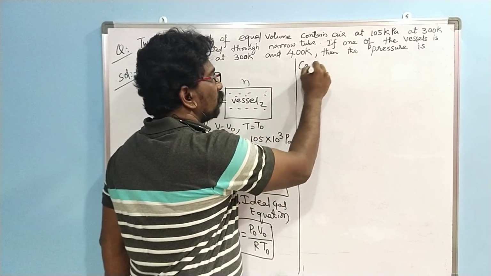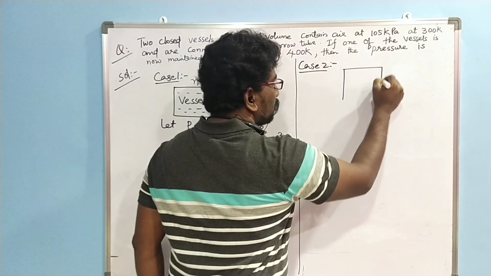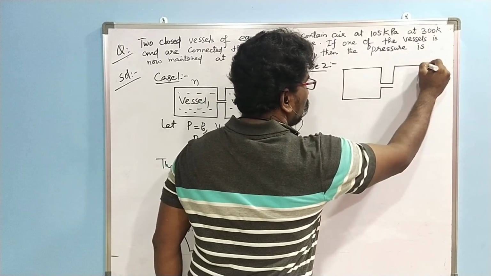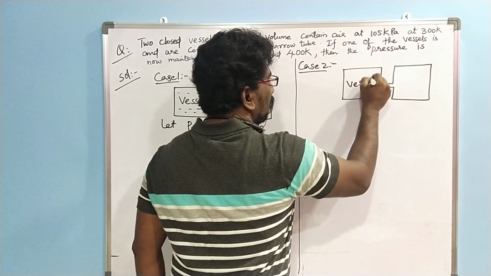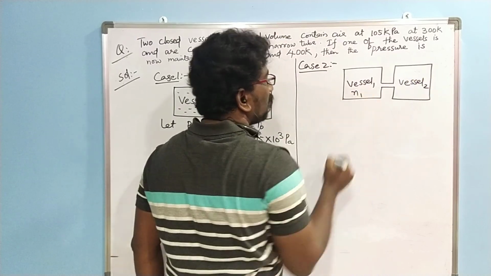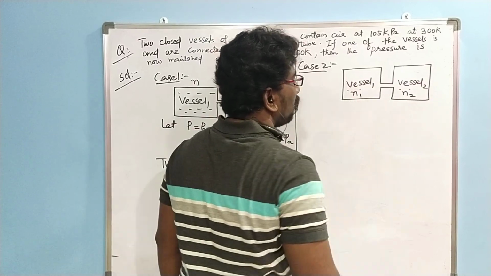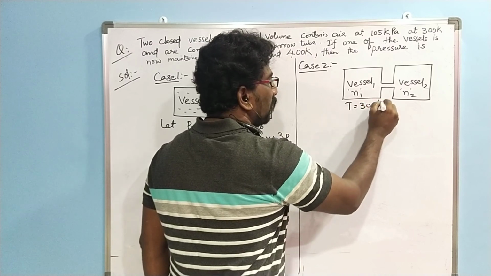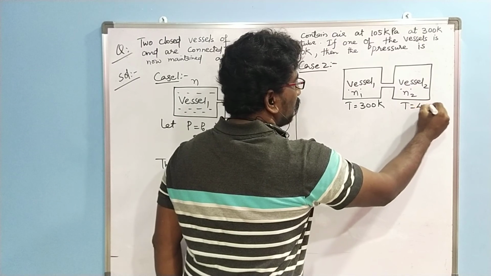So now in case number 2, the same vessels which are connected through a tube: this is vessel 1 and vessel 2. Here the number of moles becomes N1 for the first vessel and N2 for the second vessel, and the temperature of the first one is T equal to 300 Kelvin, and for the second one T equal to 400 Kelvin.